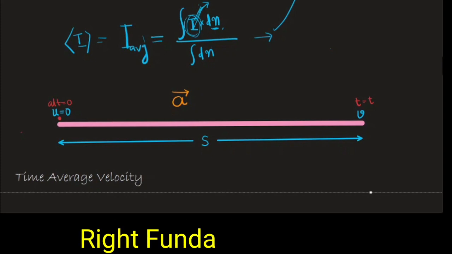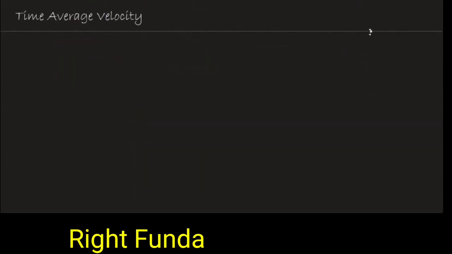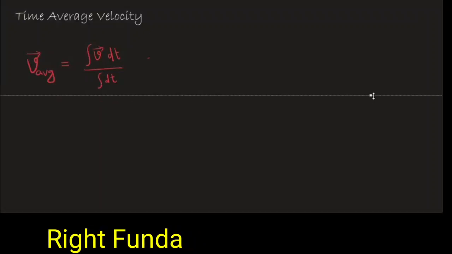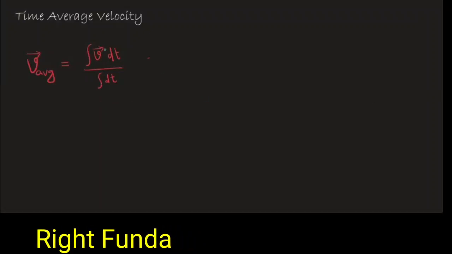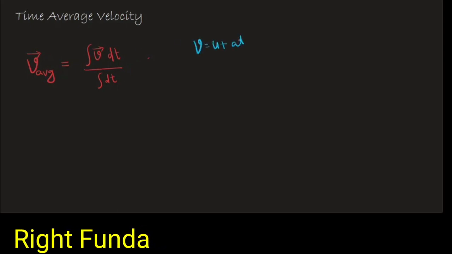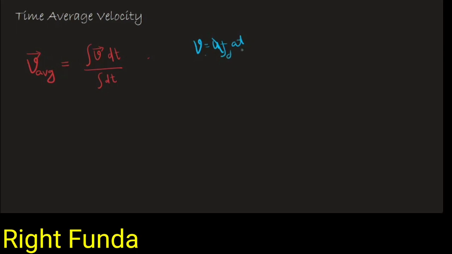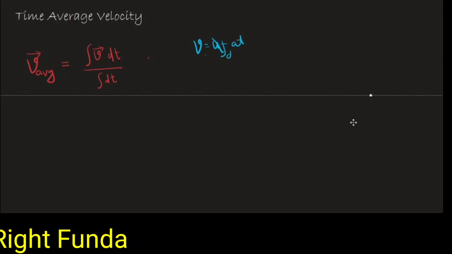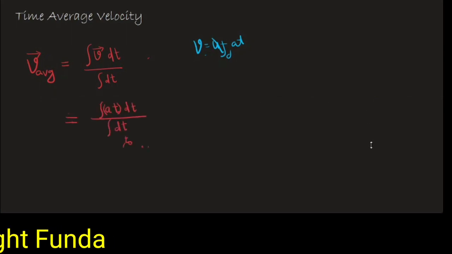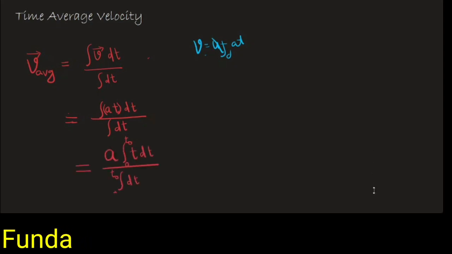So let's calculate the time average velocity. By definition, as we have learned, the time average of v is the integration of v dt divided by the integration of dt. To integrate, v should be known as a function of time. We know v is equal to u plus at, and u is equal to 0, as it starts from rest. So v is equal to at, and that value I will substitute here, the instantaneous value at any time t, at dt integration. And a is a constant, since it is a constant acceleration, so a can be taken outside the integration, and the limits of integration I have taken from 0 to t0, the duration I am observing.